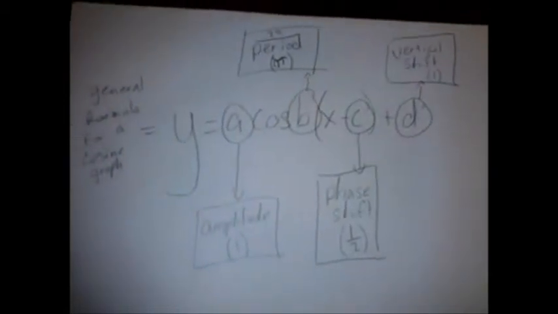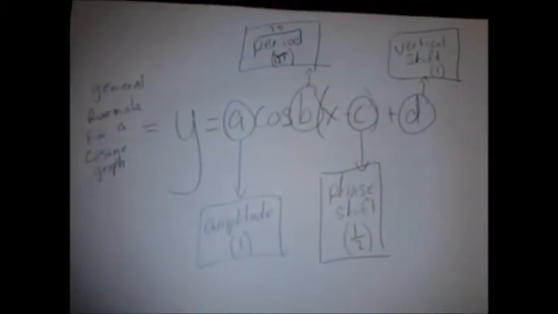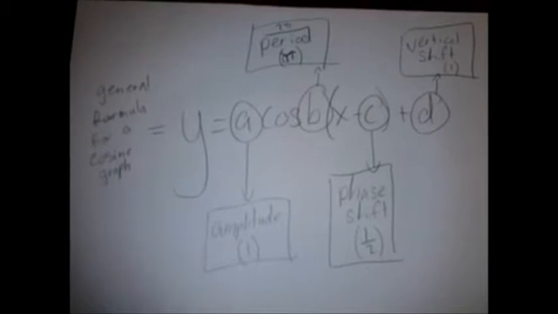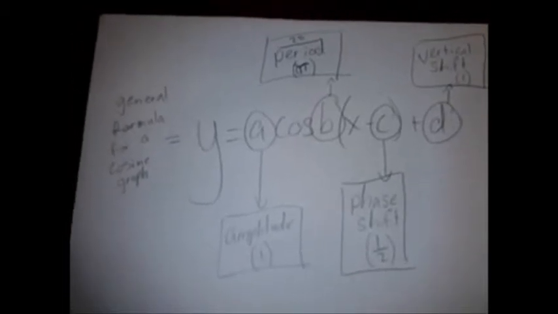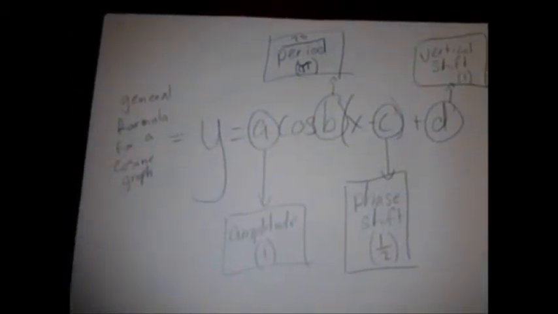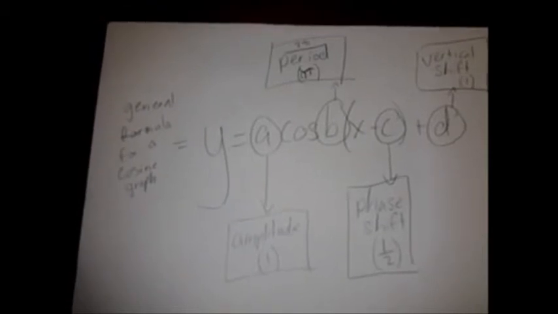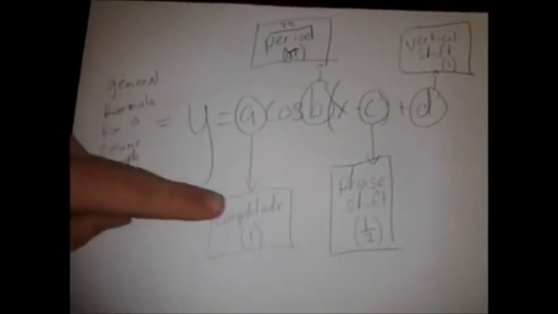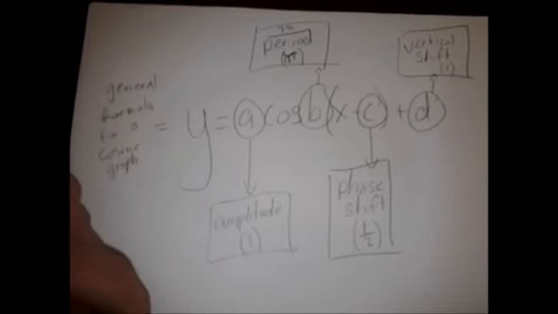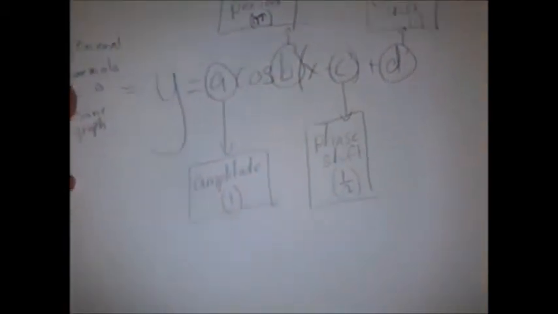To put it all together, we plug these numbers into the general equation of y equals a cosine b(x minus c) plus d. Here, a is the amplitude, b is the period, c is the phase shift, and d is the vertical shift. Since a is just 1, it won't matter. Therefore, we get y equals cosine 2 pi(x minus 1/2) plus 1. Very good, Michael. Now that we have our equation, we can draw out a graph for it.